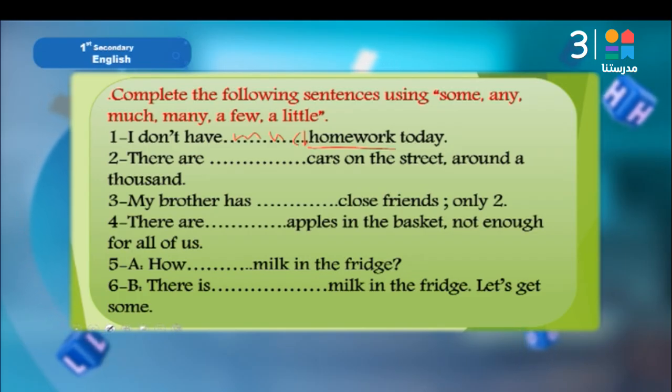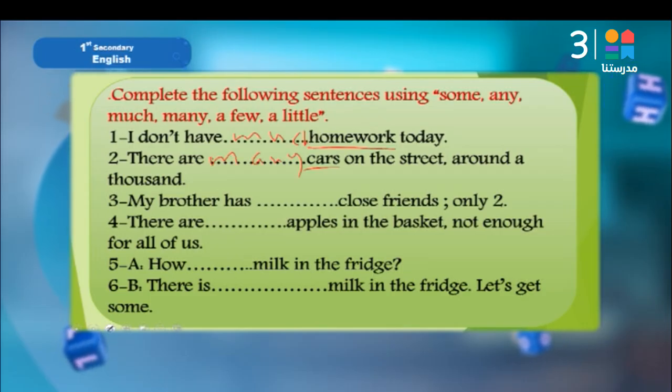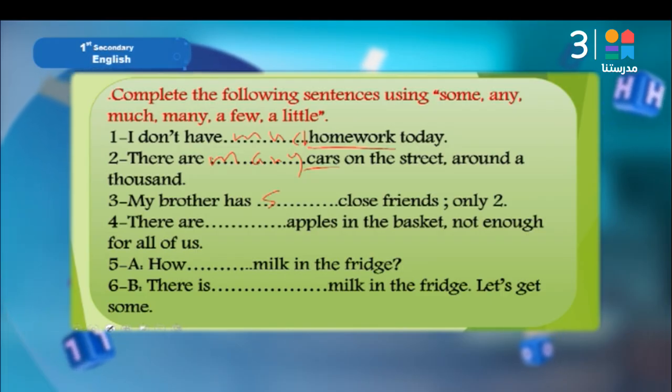Number 2, there are space cars on the street around 1,000. Cars here is a countable noun. So what do we use with countable nouns here? Many. Number 3, my brother has space close friends, only 2. So what is the word that goes with the countable and uncountable nouns in the affirmative sentences, which is some?